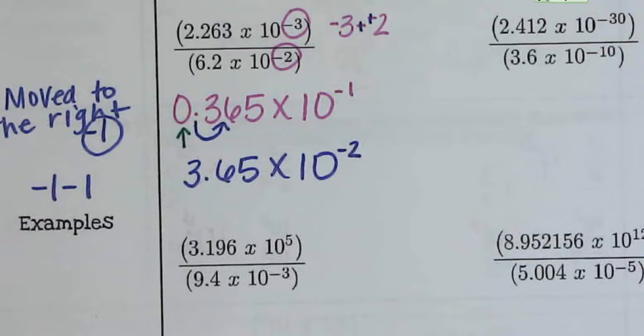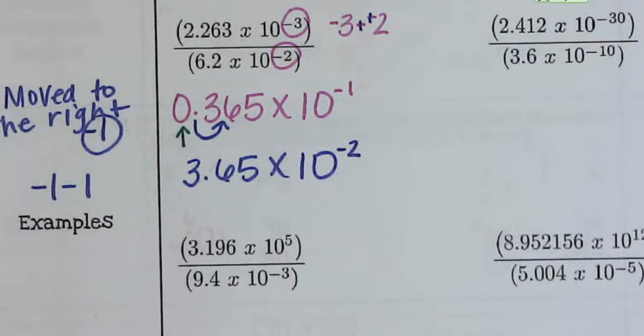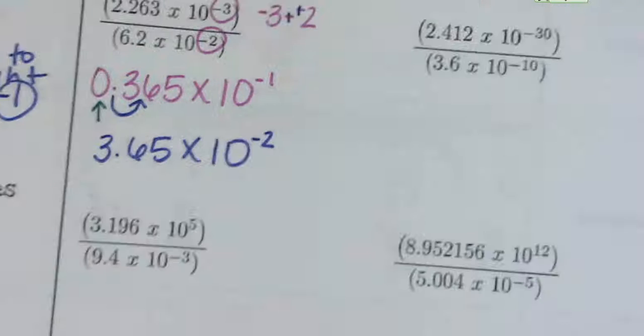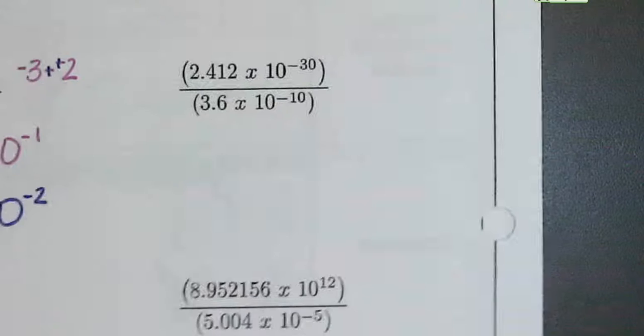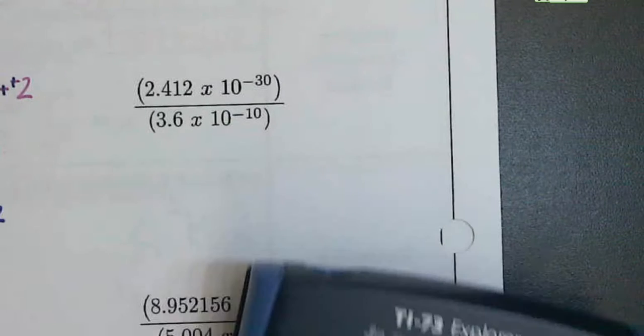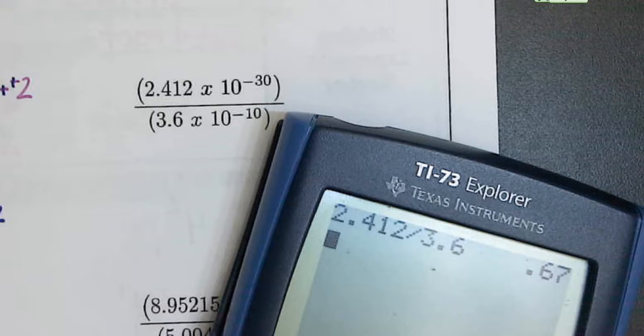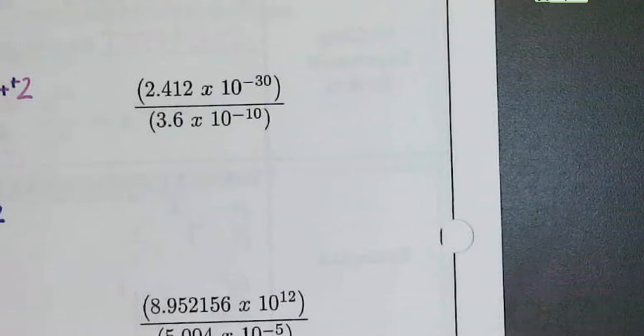Times 10 to the, well, I see I'm dividing my powers, which means I'm subtracting my exponents. And these negatives, sometimes I just like to write them down so I don't goof up. So this is negative 30 minus a negative 10. Well, we know that when we have those double negatives, we have to do the SKU method. So same, change, opposite. So now I have negative 30 plus 10, which gets me the answer of negative 20.